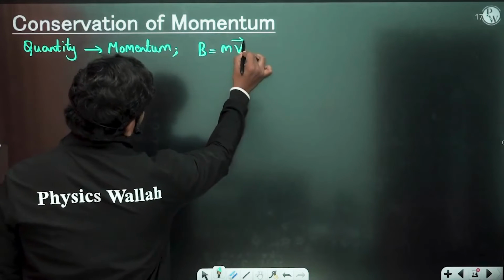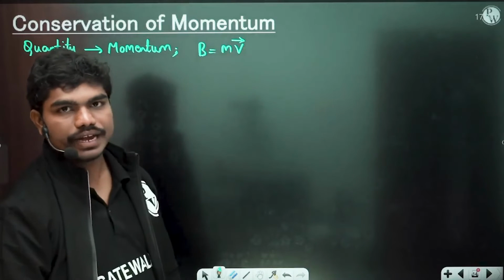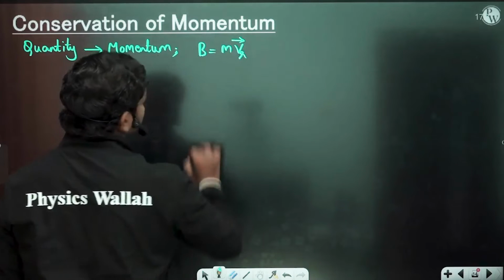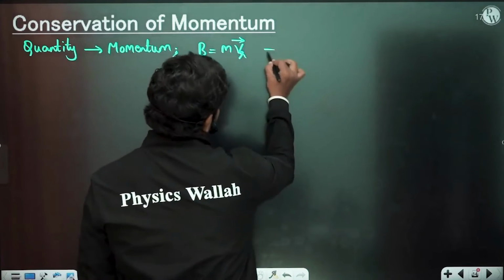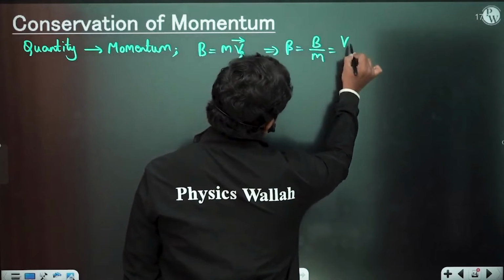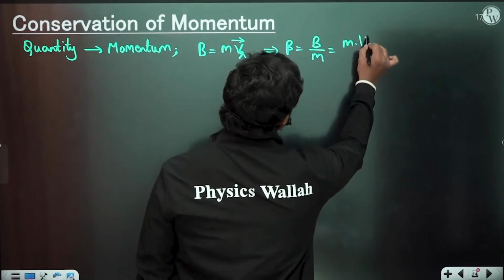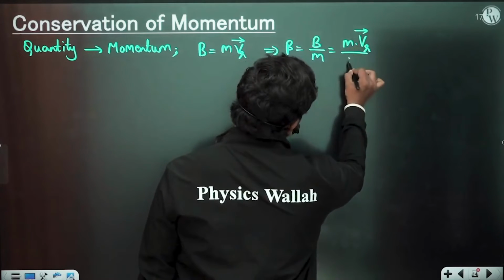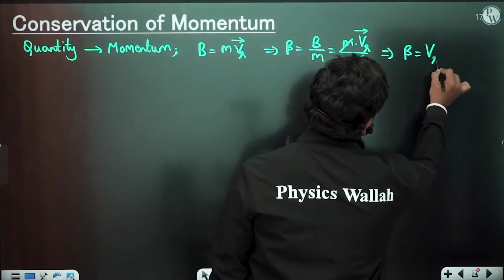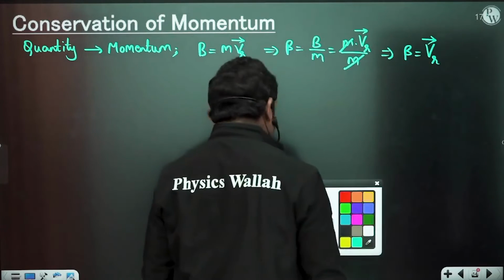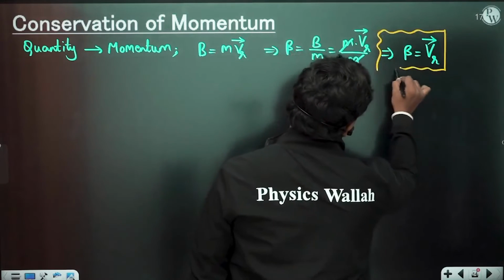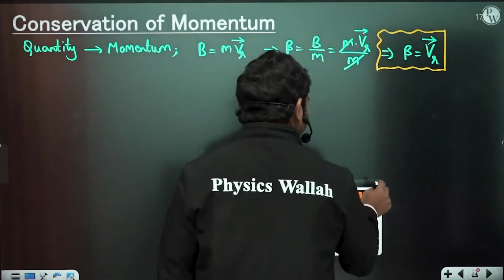Let us suppose m is the mass of the system, and it is moving at some relative velocity vr, relative velocity with respect to the control volume. So this implies beta, which is B by m, which is mass times relative velocity by m. So this m and m get cancelled, so beta is actually equal to the relative velocity vector. Okay, so this is the expression for beta. Now let us apply Reynolds transport theorem.